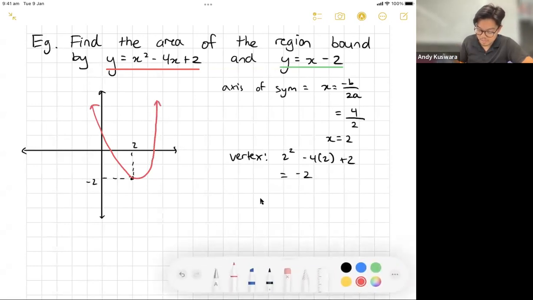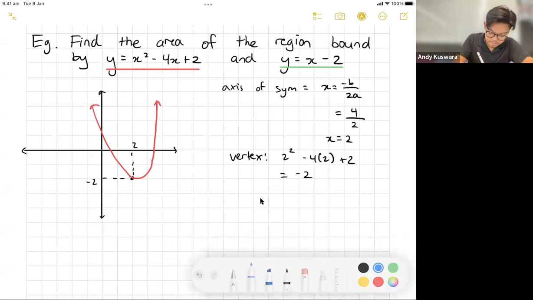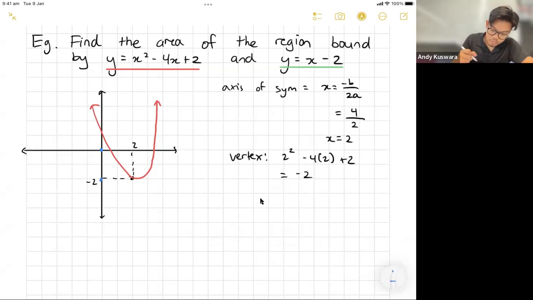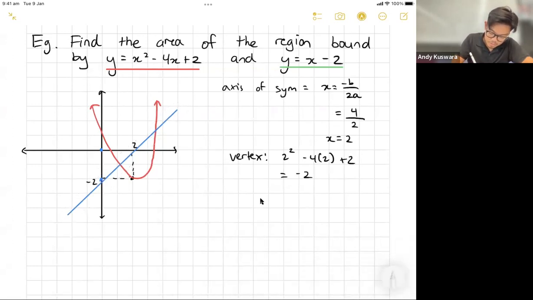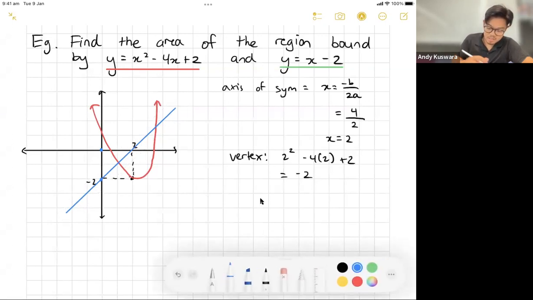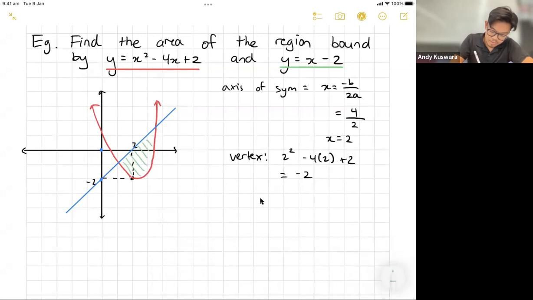And then we've got y equals x minus 2. That there is just going to be a straight line. It actually is going to go through the minus 2, and it's going to have a gradient of 1. And you can see here, if I just move that a little bit, we're dealing with some parts that are above the x-axis and some parts that are below the x-axis. I'm going to do the total area with this green thing here.